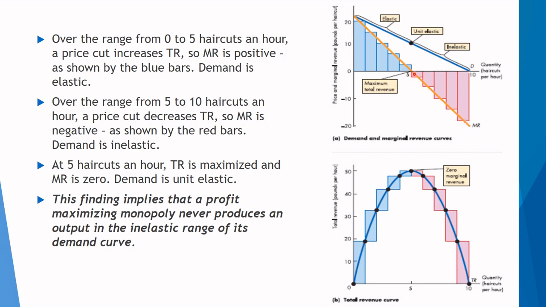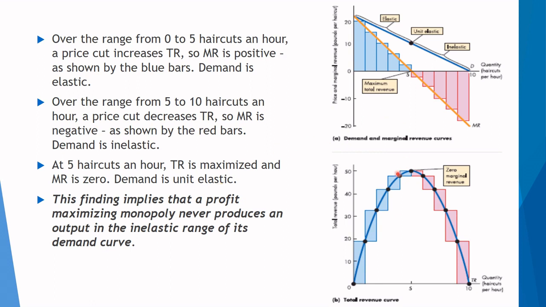What happens exactly at this point when your demand is unit elastic? Over here, marginal revenue is 0. At the point of unit elastic demand, your marginal revenue curve crosses the quantity axis. That means your marginal revenue is 0. At 5 haircuts an hour, this happens over here. At 5 haircuts an hour, total revenue is maximized and marginal revenue is 0. Demand is unit elastic at this point.